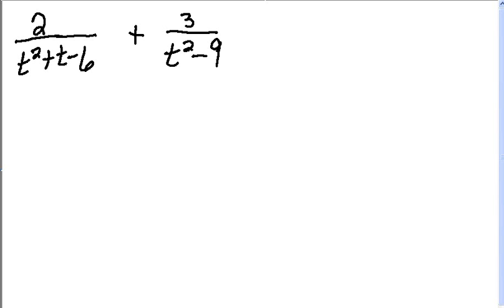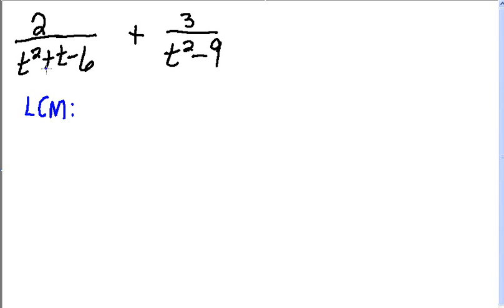Hi, this video will demonstrate an example of adding rational expressions. As you see here, we have an addition sign instead of a multiplication or division. Just like when you add fractions, before we can do anything, we have to find a common denominator. So what I'm going to look for is the least common multiple of my two denominators.